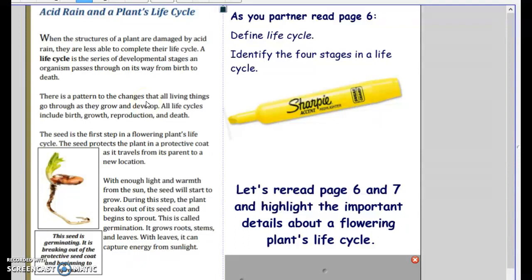The seed is the first step in a flowering plant's life cycle. The seed protects the plant in a protective coat as it travels from its parent to its new location. Think about the corn that we just planted. You could still see the corn seed, which was so cool when we pulled out the plants from the cotton.